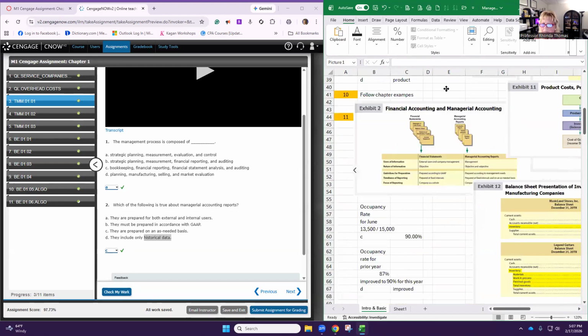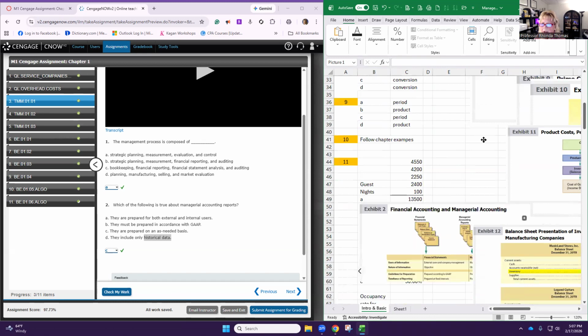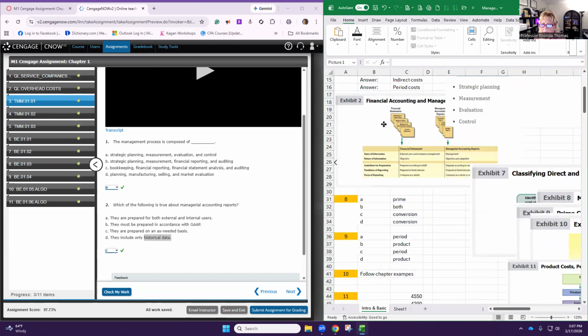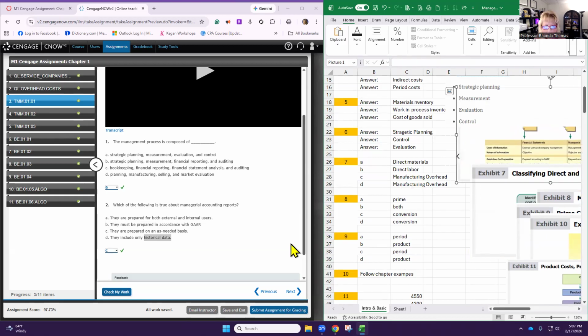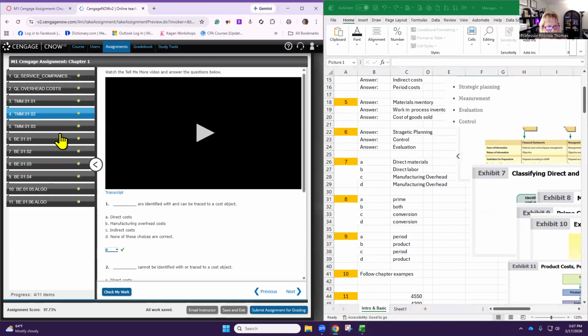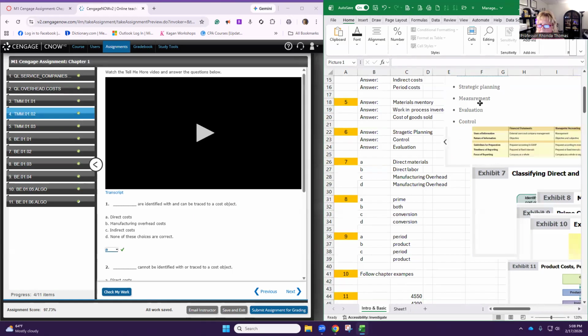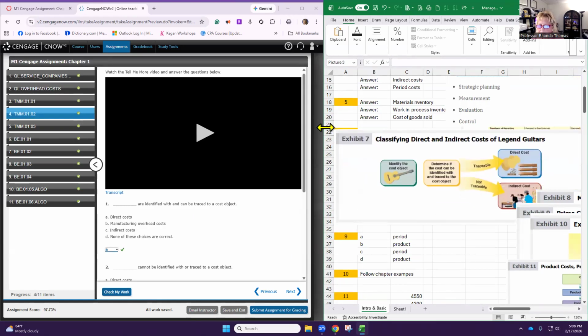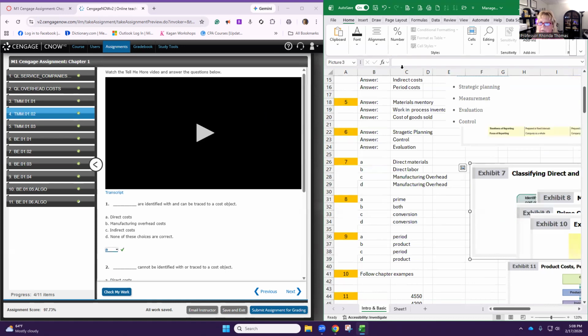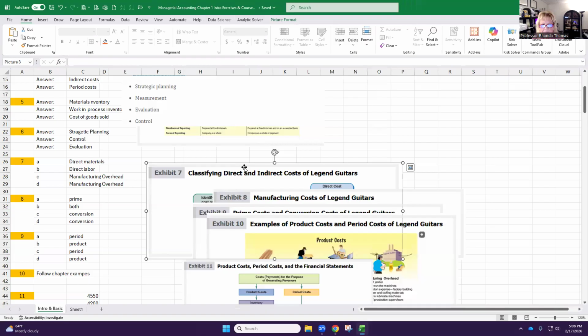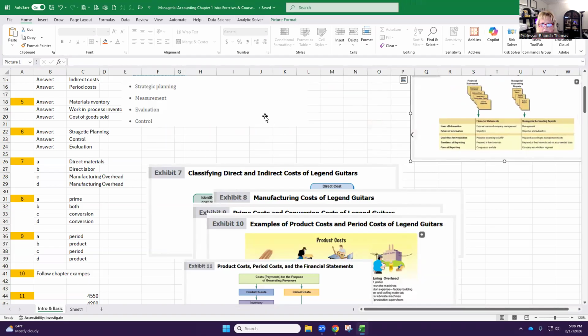Okay, all right, let's keep going. I'll just put this back where I had it. Okay. Onward we go. So blank are identified with and can be traced to a cost object. Okay, so that would be direct costs. Okay, direct costs, you can directly trace it. Here it is. Here's a picture. At least I think so. Hang on, let me fix this. We'll put these over here.